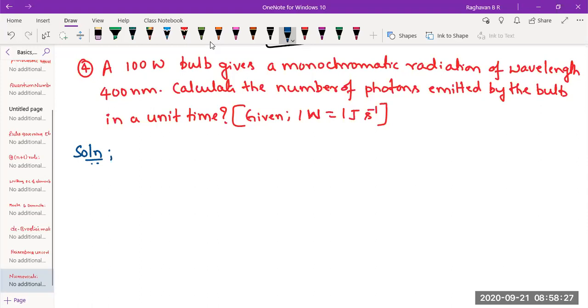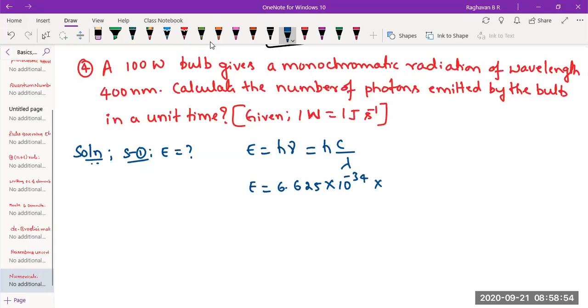So what is step 1? Step 1 is to calculate the energy of a photon. What is the formula for that? E is equal to h nu. But nu they have not given, lambda they have given. So E is equal to h into c by lambda. You know the constant now, 6.625. People use 6.626 also, no problem. Minus 34 into 3 into 10 raised to 8 divided by the lambda they have given. Lambda 400 nano is 10 raised to minus 9 meter.